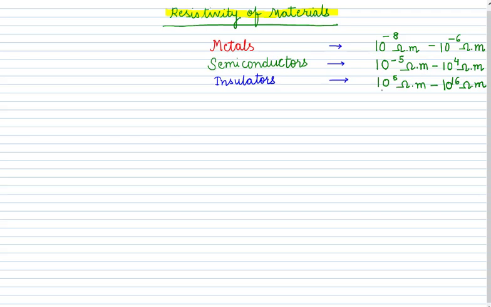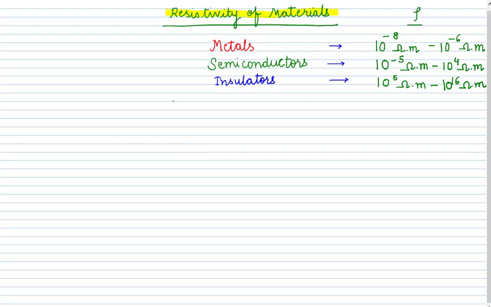Now again, insulators will have positive powers because insulators have a very high resistivity. So again, after minus 6, we come to 5, but now with a positive sign. So 10 to the power 5 to 10 to the power 16 ohm into meter. These are the values of resistivities, which we represent with the symbol rho.